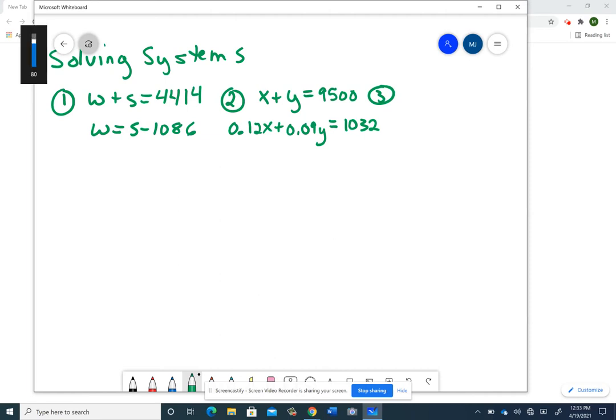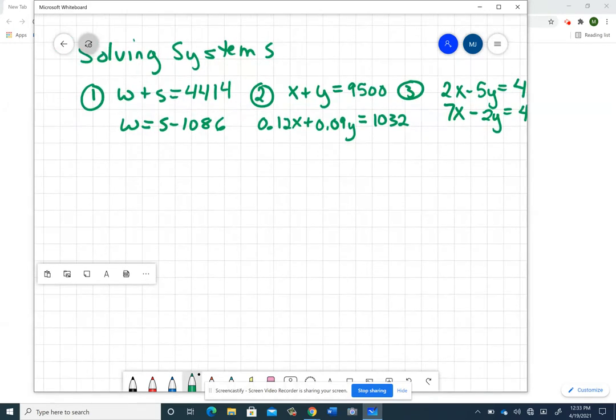And then for the third problem, it doesn't look weird, but something strange happens when you go to solve it. Okay, so let's look at this one. So it looks like it's going to be nice and straightforward, but we'll see what happens as we solve this. Okay, so these are systems of equations. We're going to solve them.